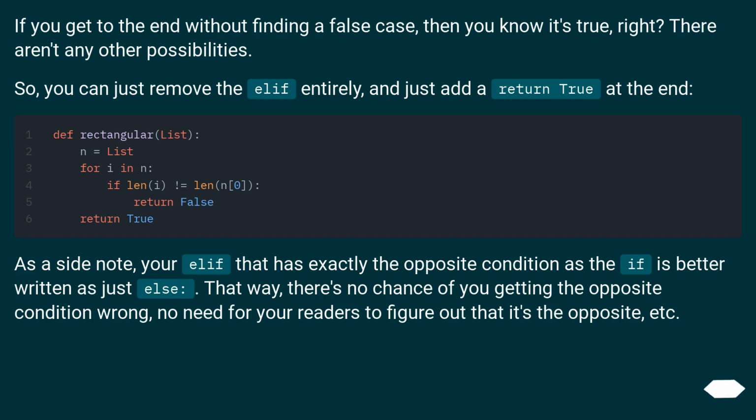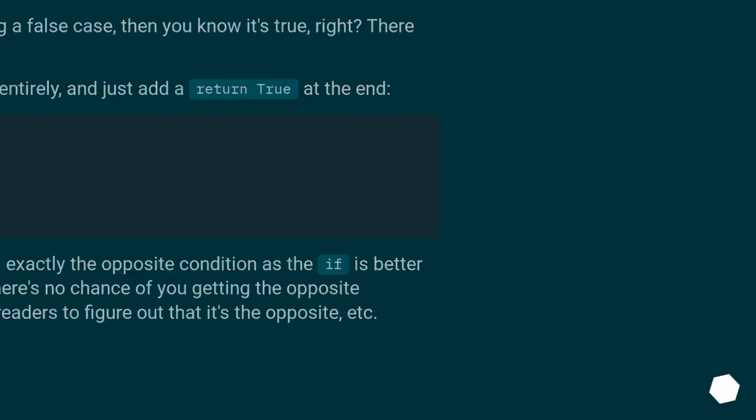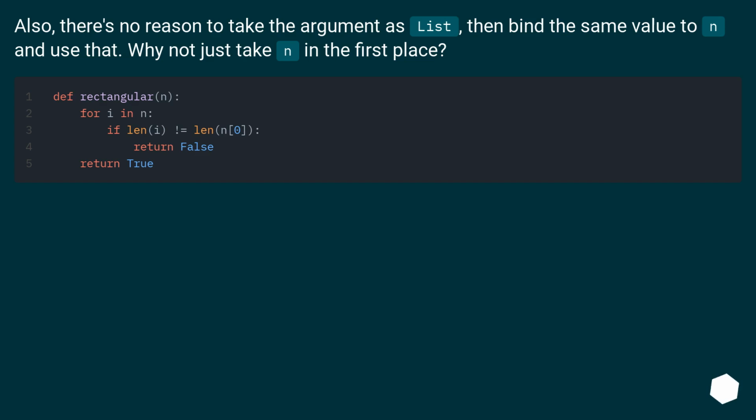As a side note, your elif that has exactly the opposite condition as the if is better written as just else column. That way, there's no chance of you getting the opposite condition wrong, no need for your readers to figure out that it's the opposite, etc. Also, there's no reason to take the argument as list, then bind the same value to n and use that. Why not just take n in the first place?